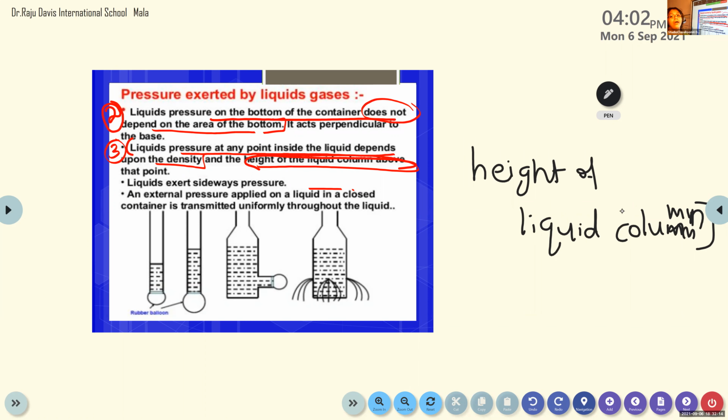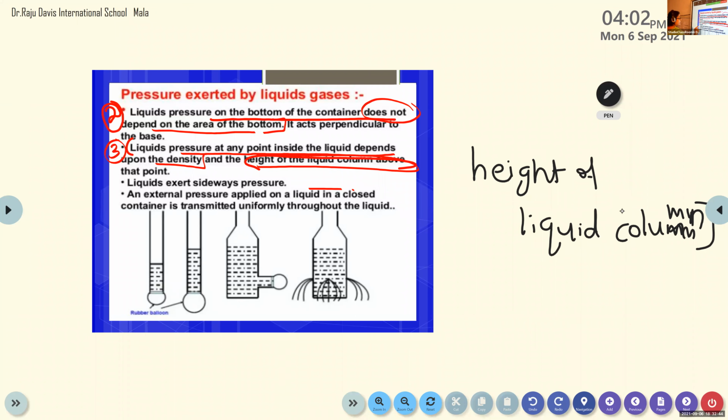So higher the density, higher the pressure in liquids, as well as in the air, in the gases also. Higher the density of the air, higher the pressure. So they are directly proportional. Height of liquid column is directly proportional, depth is directly proportional, and density is also directly proportional. So more denser the liquid, higher the pressure. Got it? So these are the two factors, and it does not depend upon area. Area is not a factor here.